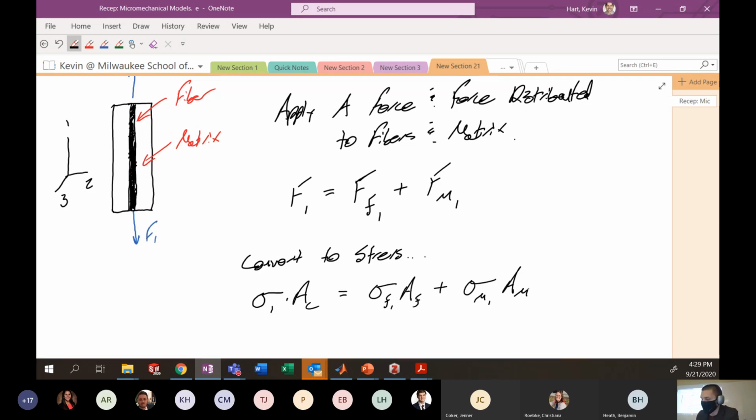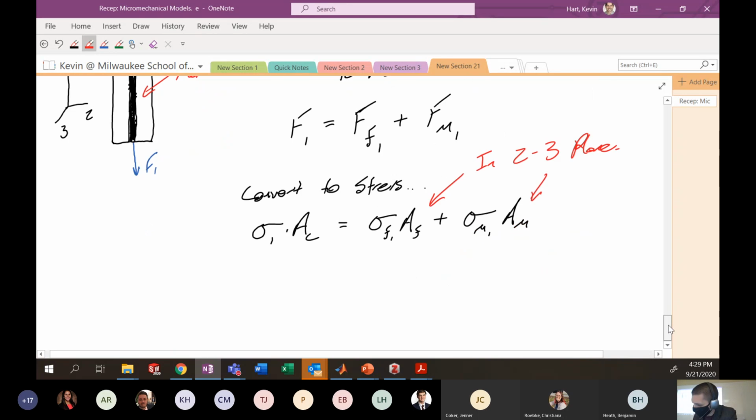All right, so hopefully we're clear on that. These areas we're referring to here. This is in the 2-3 plane. Like the picture that we saw before where we sliced it and saw those fibers, etc. You get the idea.